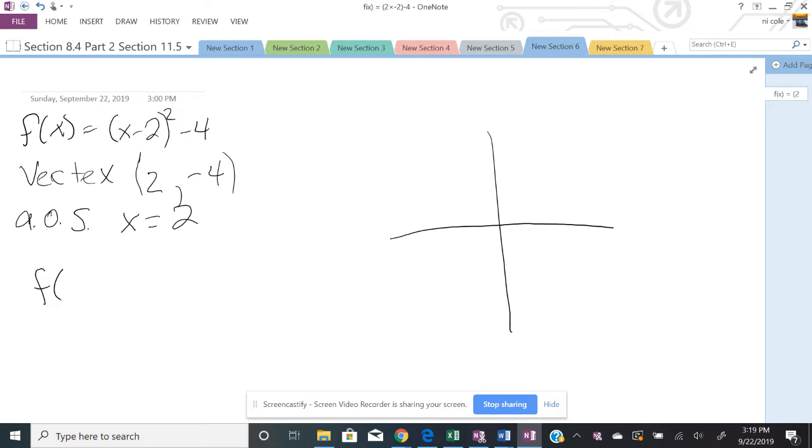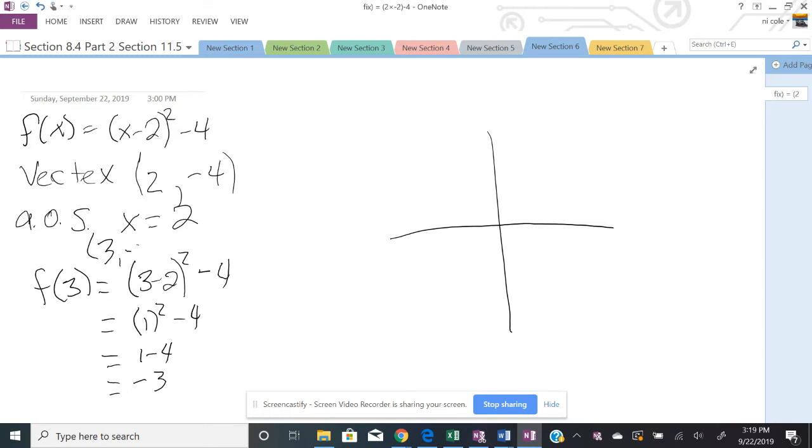So I'm going to find f of 3. So that is 3 minus 2 squared minus 4. 3 minus 2 is 1. I'm going to square that and subtract 4. So that is 1 minus 4, which gives me -3. So I get the point 3, -3.